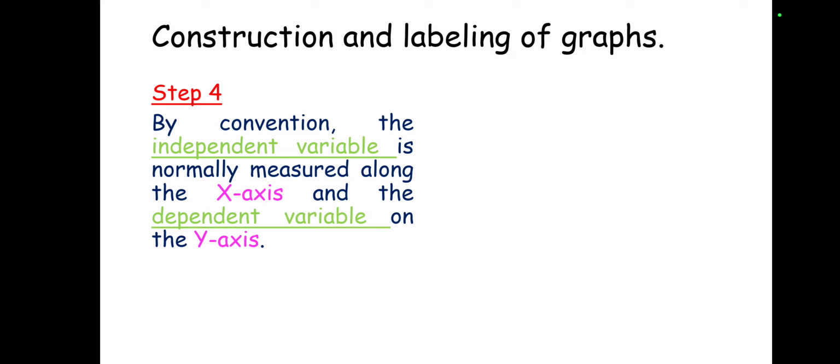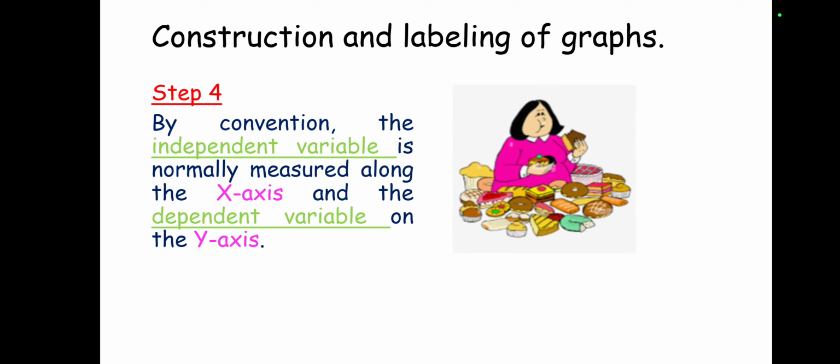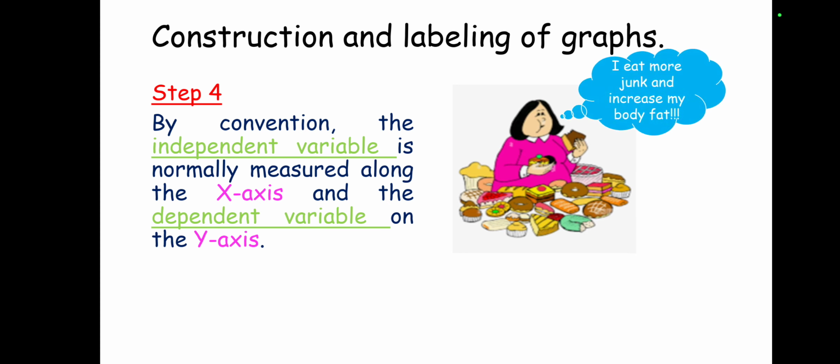Now, how to identify which one is independent and which one is dependent? You will come to know with this simple example. This is a lady, this is not me, this is some XYZ lady, and she is saying, I eat more junk and increase my fat. So what is this lady doing? She is eating more junk food, and because of that, there is an increase in her body fat.